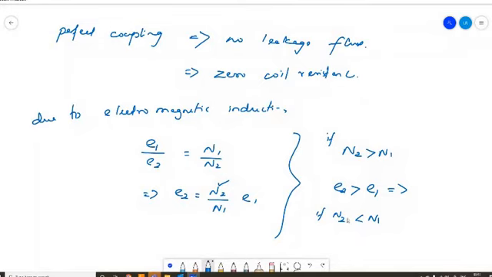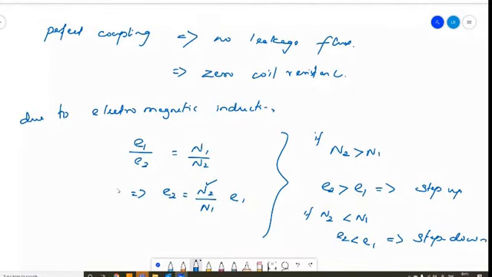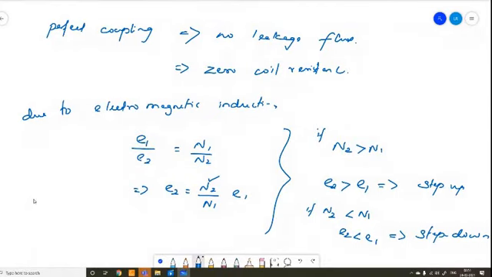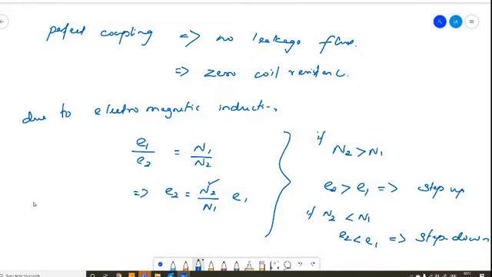And when N2 is less than N1, obviously E2 has become less than E1, which is nothing but step down. So this is step up. In this way, you will be able to obtain the desired magnitude of AC voltage from a given source voltage by appropriately selecting the values of N1 and N2.